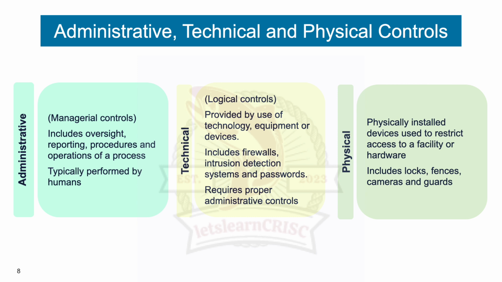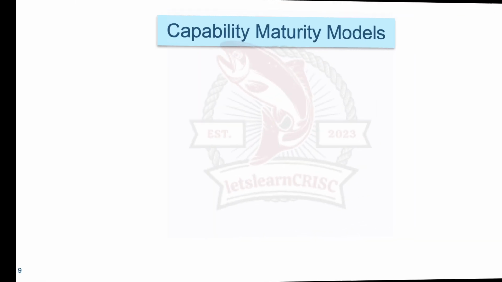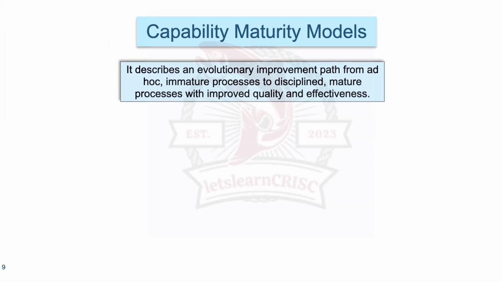Moving next, we'll discuss the capability maturity model. Friends, a capability maturity model delineates a progressive journey of enhancement, leading from initially haphazard and underdeveloped procedures to a well-ordered and sophisticated process characterized by heightened quality and effectiveness. As shown in the slide, it describes an evolutionary improvement path from ad hoc, immature processes to disciplined, mature processes with improved quality and effectiveness.